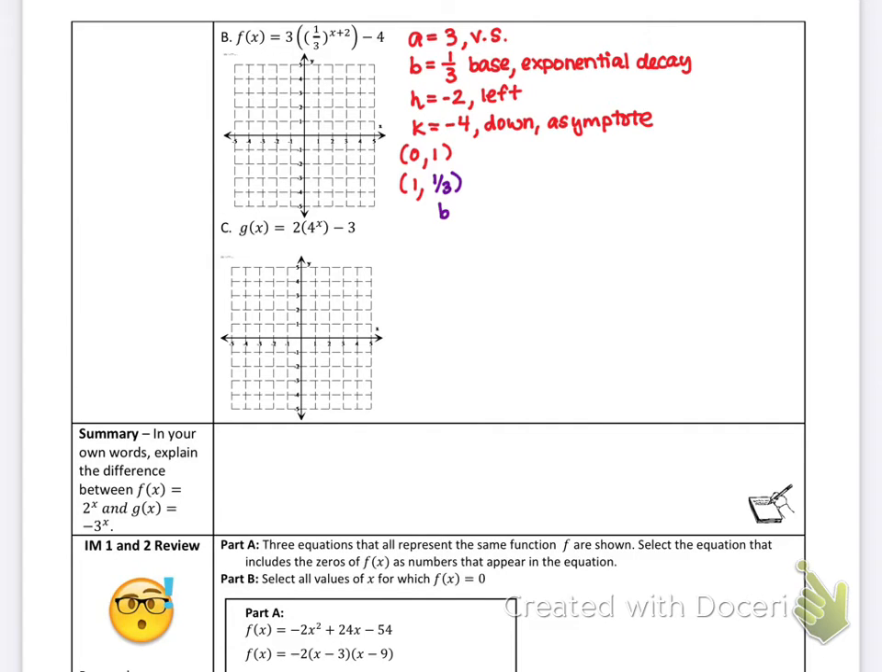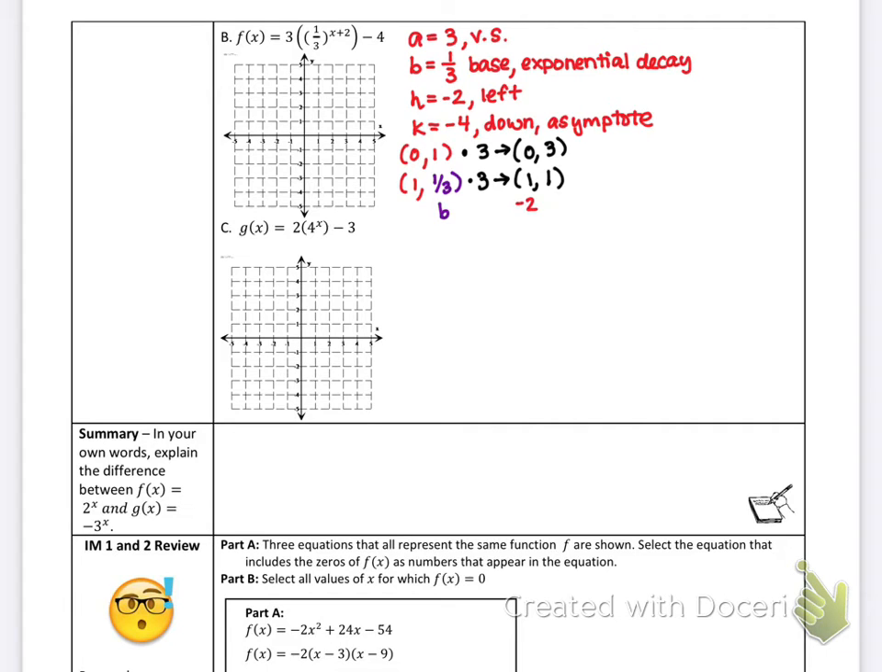Once we have our 2 reference points, we're going to multiply them by our A. And remember that we only multiply our Y values by our A. So again, we're not going to be multiplying the X values. So 1/3 times 3 just gives me 1. So now the fraction's gone, and 1 times 3 is 3.